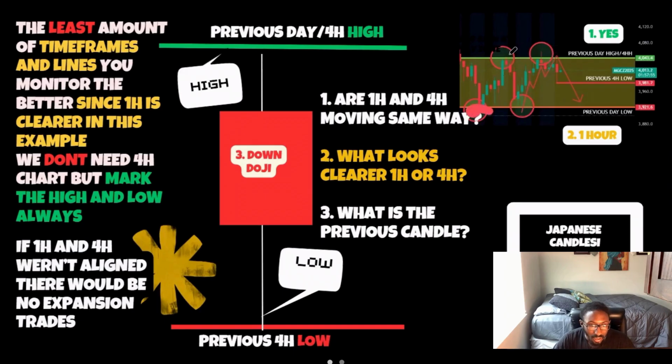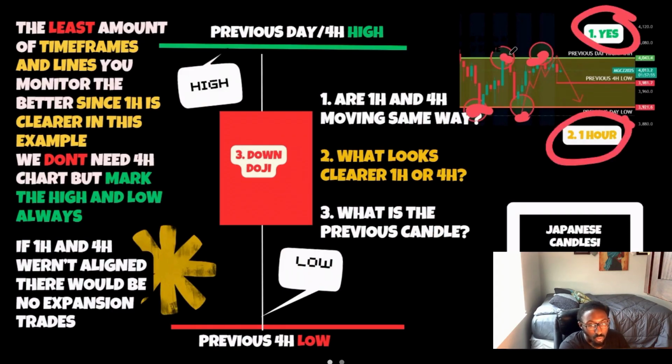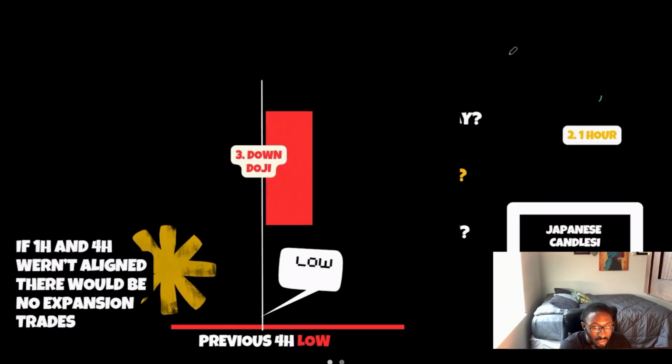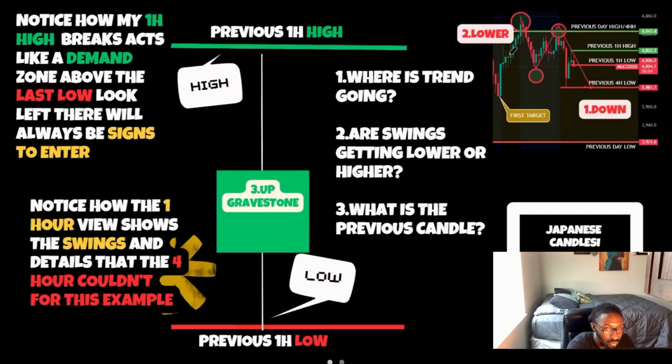Previous day 4 hour high, right? So the previous day high and the 4 hour high are the same for this example. Over here is a real chart. That's a low, that's a high, that's a low, that's a high, right? So are the 1 hour and 4 hour moving the same? Yes, right? What looks clearer? The 1 hour. Number 3, what is the previous candle? This is a doji. You have wicks on both sides and the body is fairly in the middle.